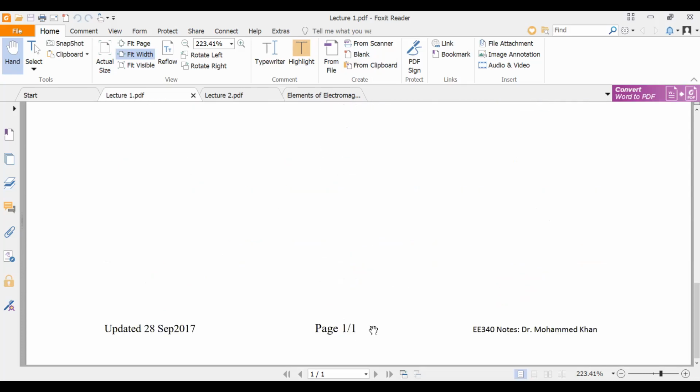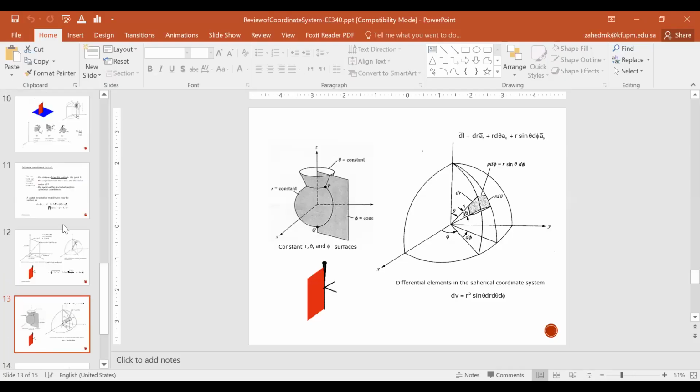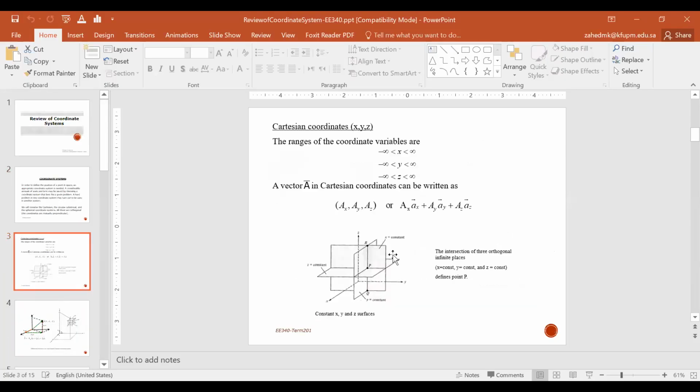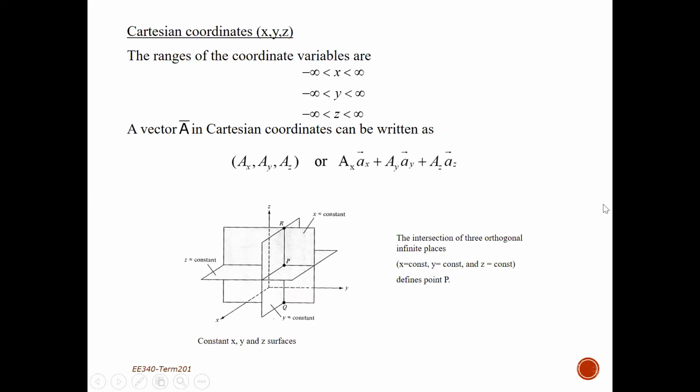Now, what are these? Let me just show you in a PowerPoint. Okay, so this is the PowerPoint. This is my rectangular coordinate system. So this is the rectangular coordinate system. These are the constant planes. This is X, Y, and Z. And remember, the directions of X, Y, Z are identified with the right-hand rule.